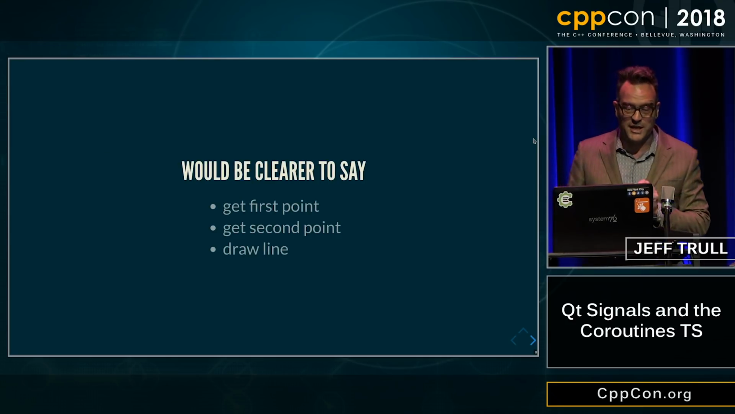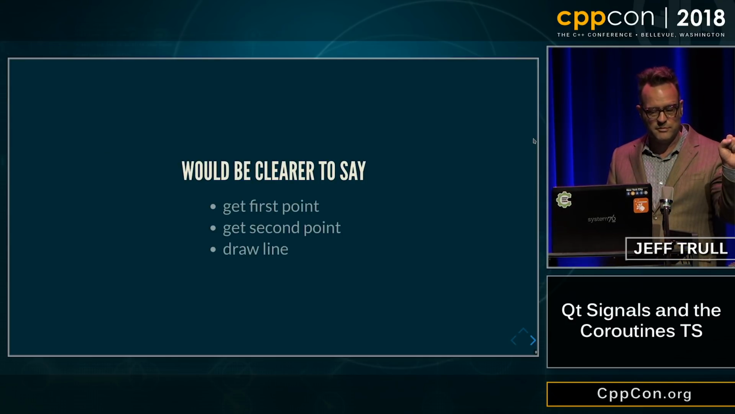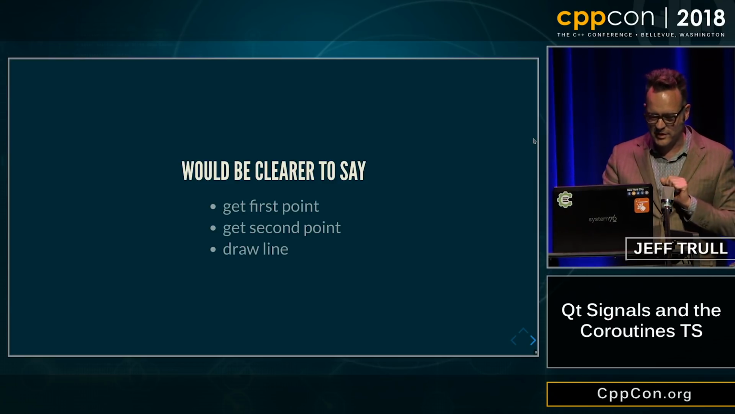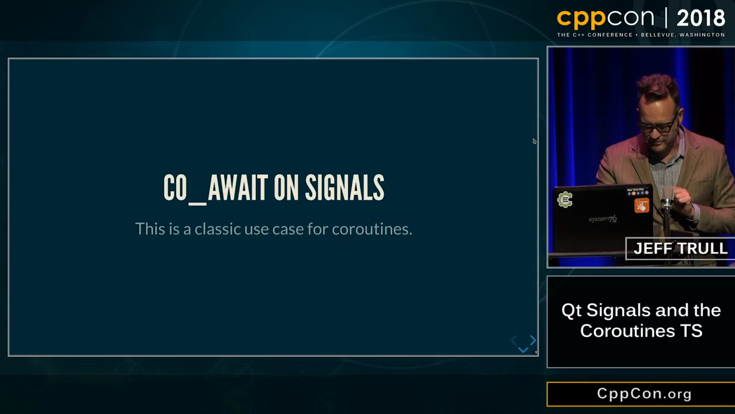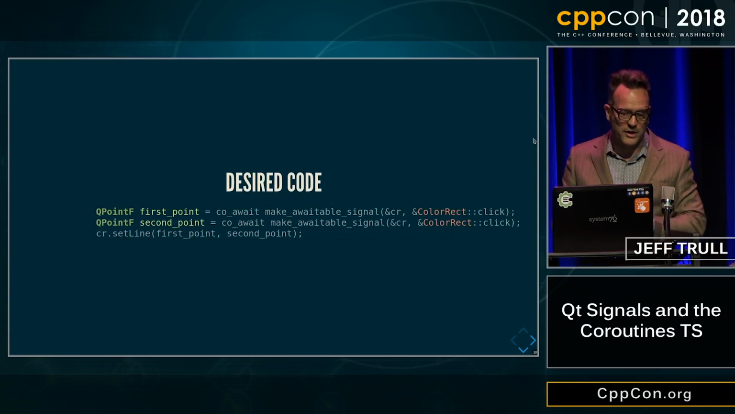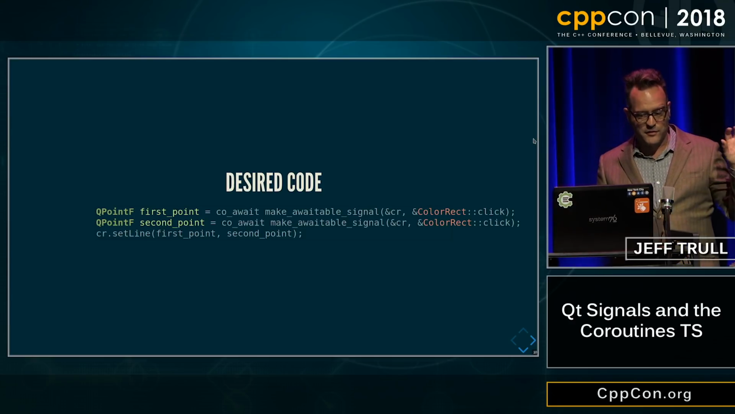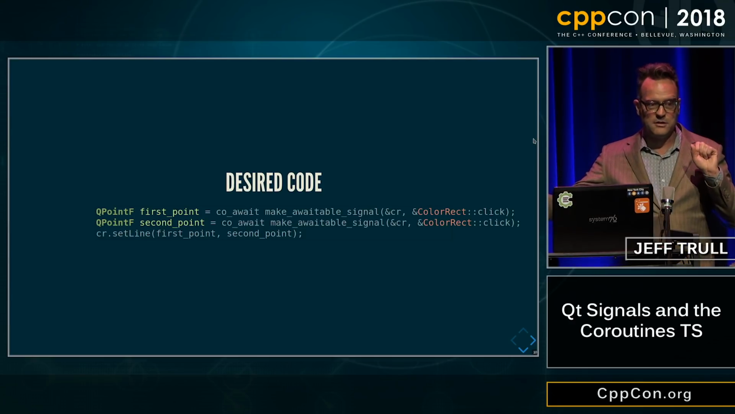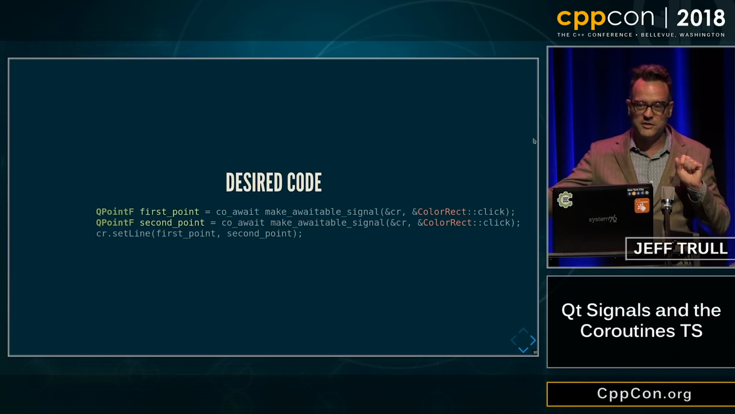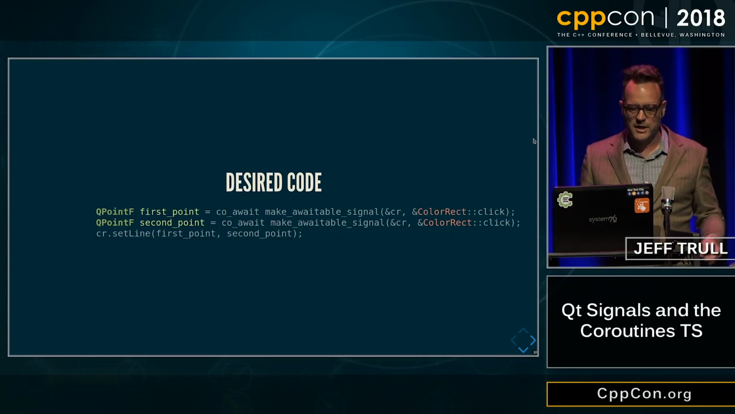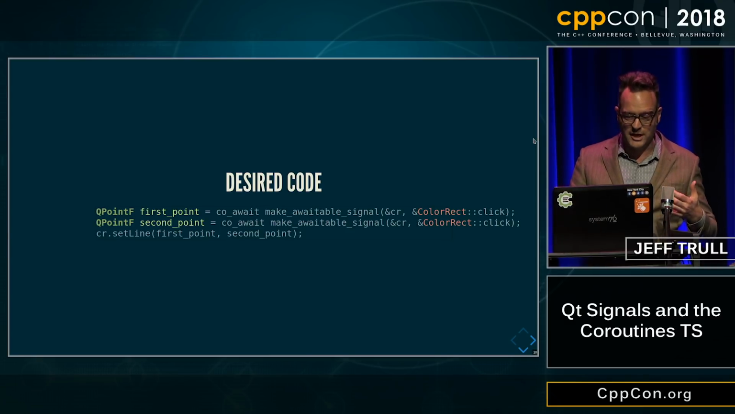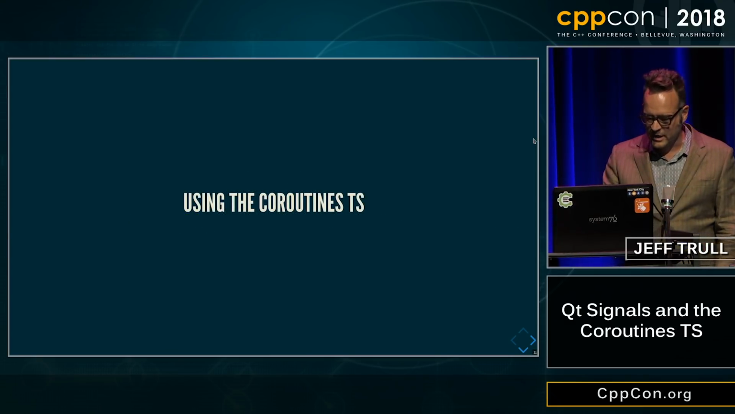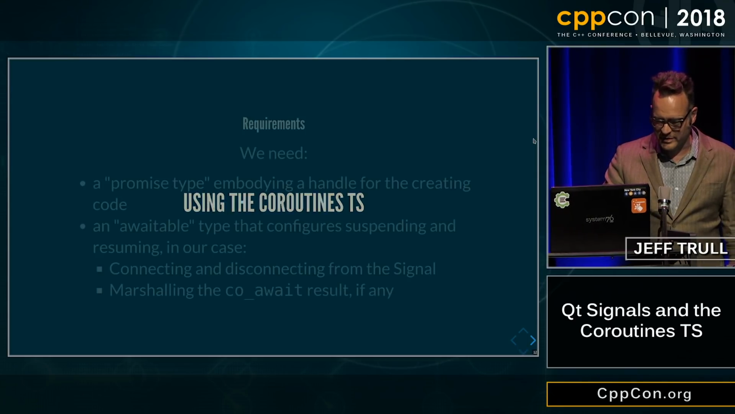What I really want to be able to say is, get the first point, get the second point, draw the line. That's it. I don't want to have all these extra state variables sitting around. But this is a classic use case for coroutines. This is the kind of code we want to write. We want to be able to say, I have the first point, I wait on this event, where I take a Qt signal and I turn it into a coroutine awaitable. Then I have the second point as well, and then when I have those two things, I draw the line. That's it.